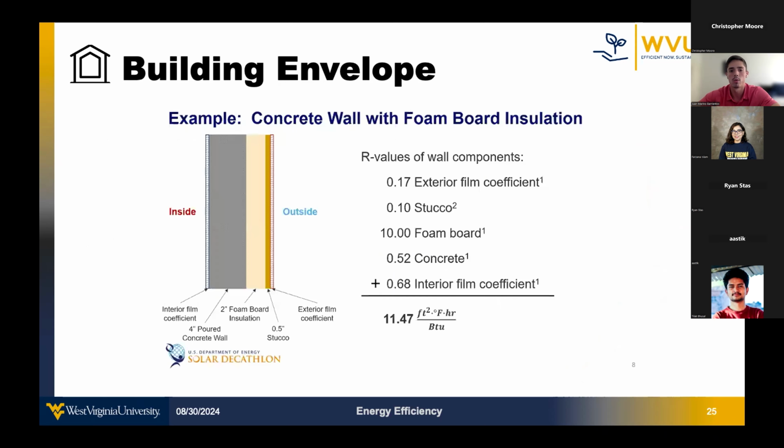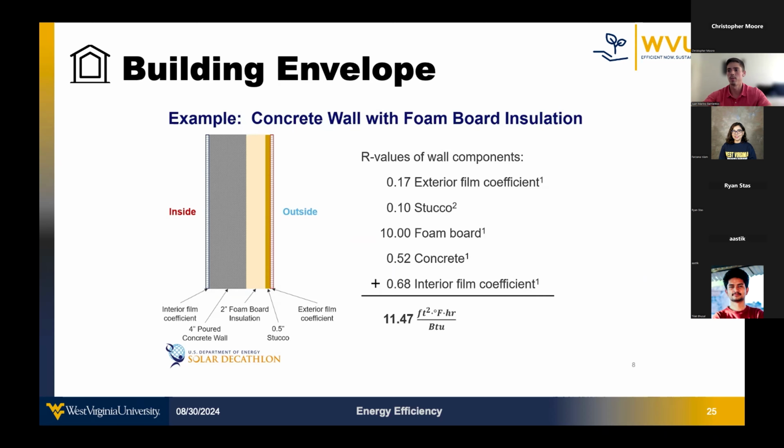Now we're going to go over an example of how to calculate the R value of a wall. In this example, we have a concrete wall that incorporates foam board insulation, which is a common method for improving the thermal efficiency of a building envelope. First, let's look at the image and understand the different layers that make up this wall, from the inside to the outside. This diagram shows that the wall includes several components.